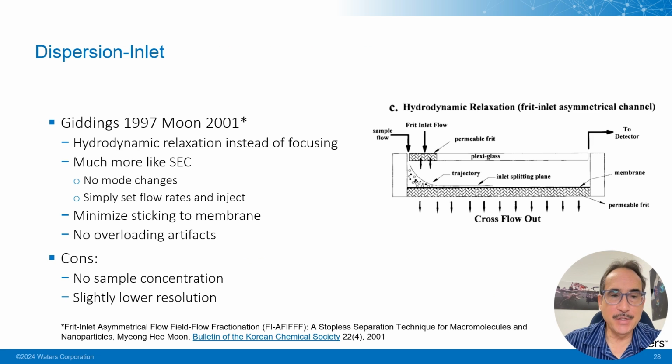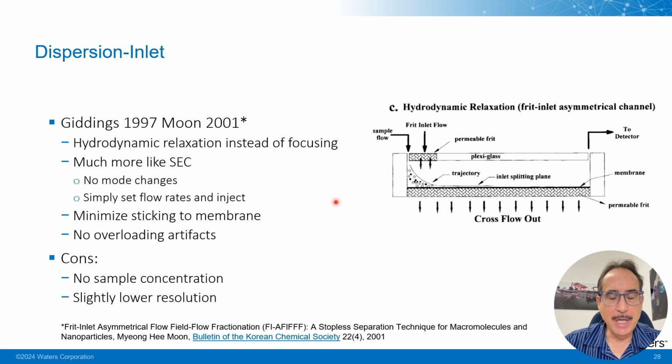Now I'd like to discuss another option to the FFF channel called the dispersion inlet channel. The idea goes back to Cal Giddings and Myung-Hee Moon in 2001. The focusing channel pushes the sample off the top plate down onto the membrane by applying a focusing flow that goes both from the inlet and from the exit. And that works very well for concentrating the sample onto the membrane and making a line.